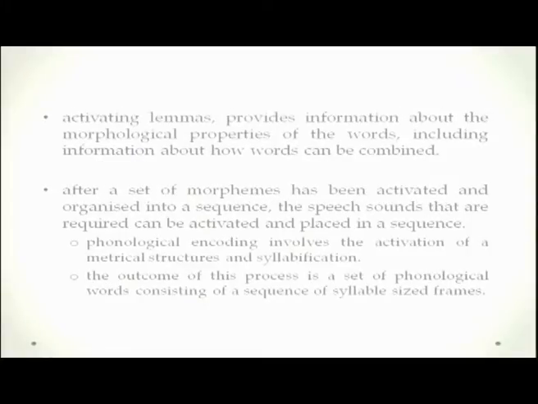Then from lemma you provide information about the morphological properties of the word, morphological encoding and specification are done. After you have activated a set of morphemes, you organize these into a sequence, and the speech sounds that are required to be activated are placed in a sequence. So you do syllabification. Phonological encoding involves 2 things. It involves the activation of metrical structures and syllabification. The outcome of this process is a set of phonological words, which are basically chunked into syllable size frames. Banana, ba-na-na are three things that you're going to produce.